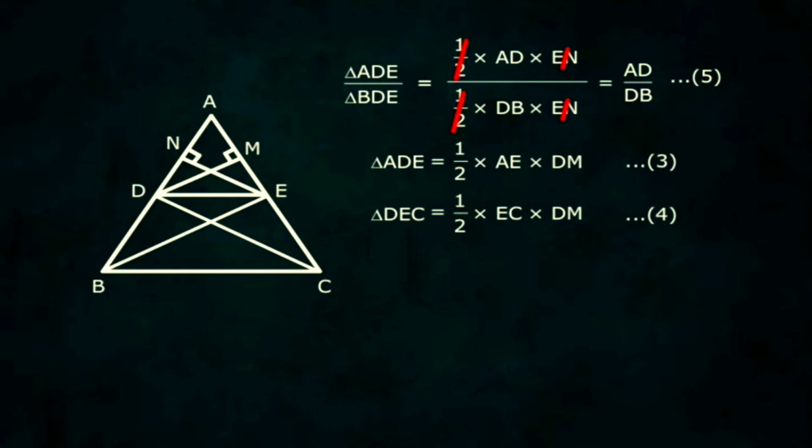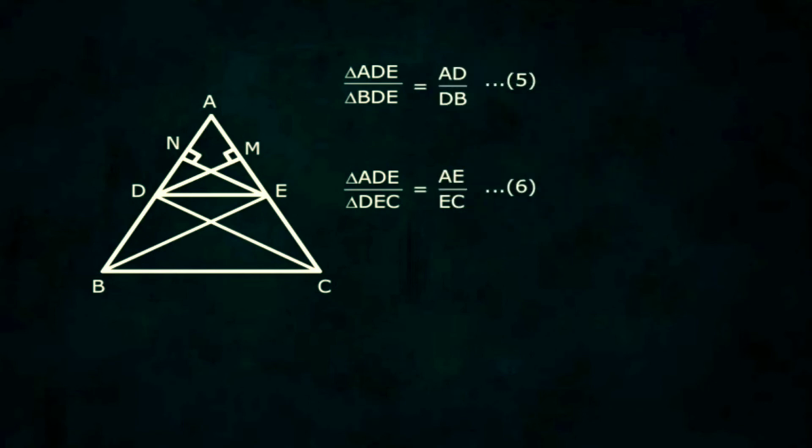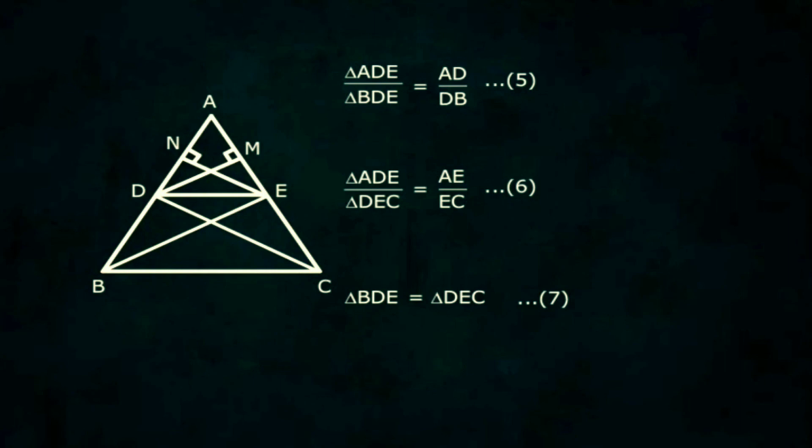We do exactly the same with the remaining 2 equations. Divide 3 by 4. And what do we get? Area of triangle ADE by area of triangle DEC is AE by EC. Now look at the figure. Do you see triangle BDE and triangle DEC? They are on the same base, DE, and they are also between the same parallels BC and DE. Triangles on the same base and between the same parallels have equal areas. So area of the triangle BDE is equal to area of triangle DEC.